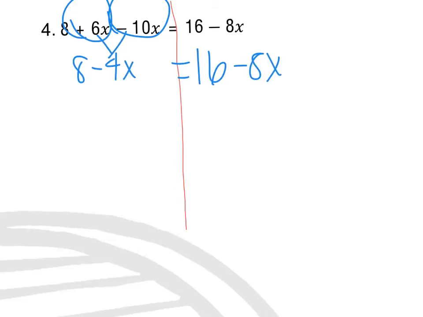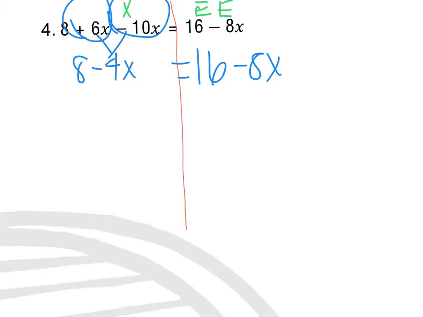My third step is to label my sides. So recall, one side is your x's, and one side is going to be EE, which is going to stand for everything else. So that means if it has an x, it needs to be on the left. If it doesn't have an x, it needs to be on the right. So there's two things that need to move.